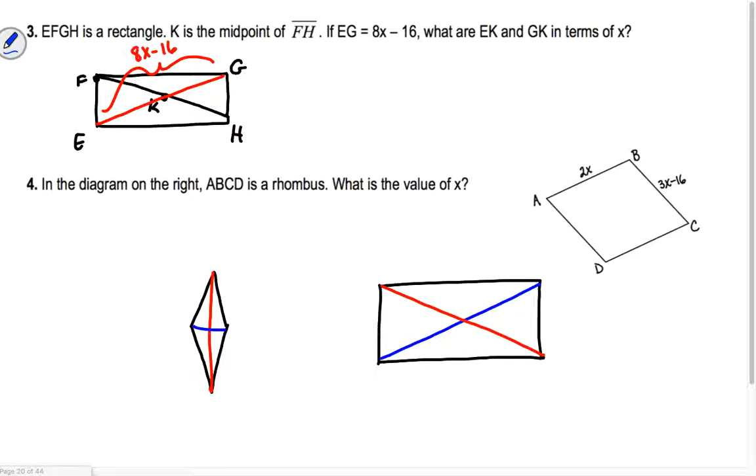Okay, so what does that mean about the diagonals then? It means this diagonal is the same length as this diagonal. Okay, so that's specific to a rectangle. A rectangle has diagonals that are congruent, but a rhombus clearly doesn't, right?